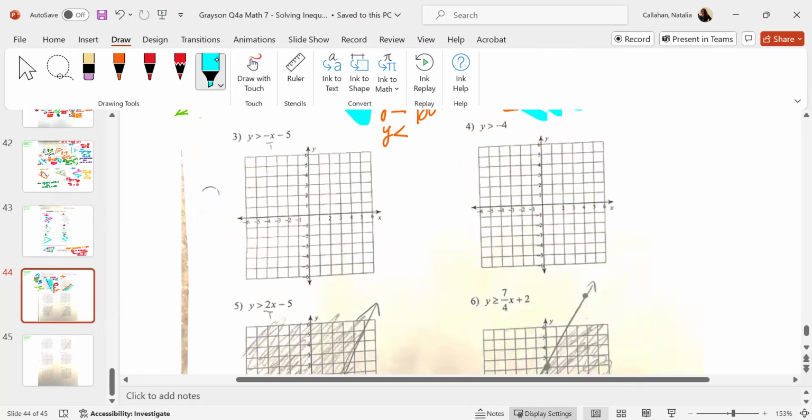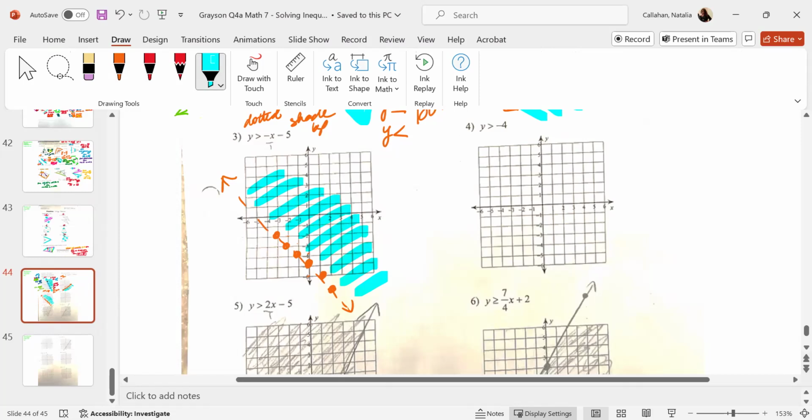Okay. When I look at this one, this is going to be a dotted line, and you shade up, right? Yes. So let's start at -5, down 1 over 1, down 1 over 1. You see how I'm running out of space? Up 1 over 1, up 1 over 1, up 1 over 1. Dotted line, and you're going to shade up.